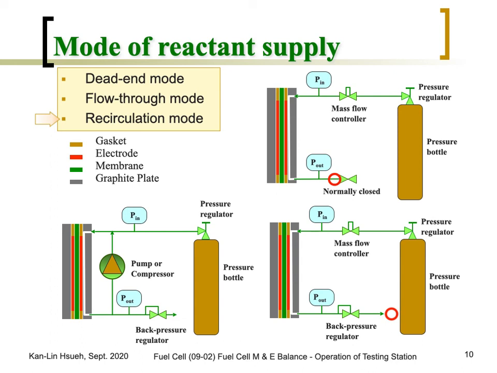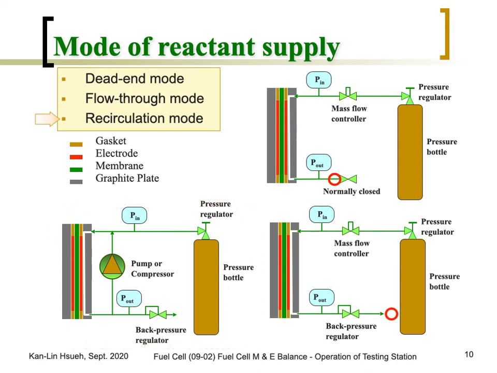The third is the recirculation mode. What is unique about this is that it is used to test large fuel cells because it will not waste too much hydrogen, and with proper recirculation, the fuel cell performance will be much better than the dead end mode.